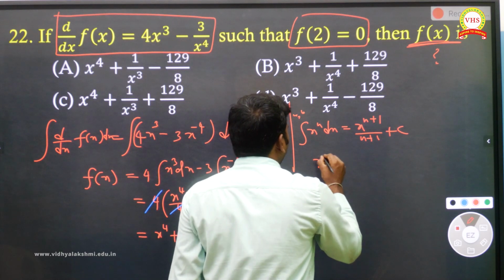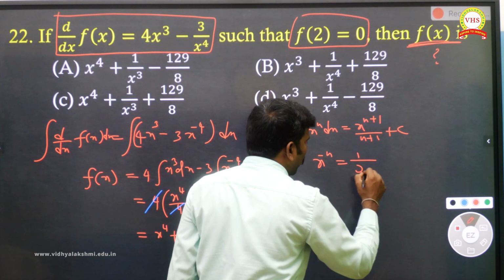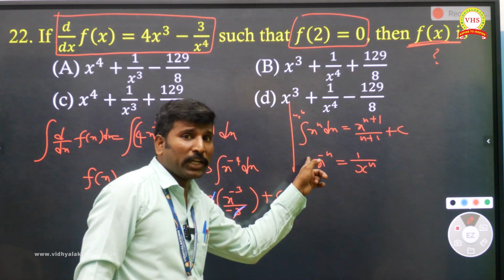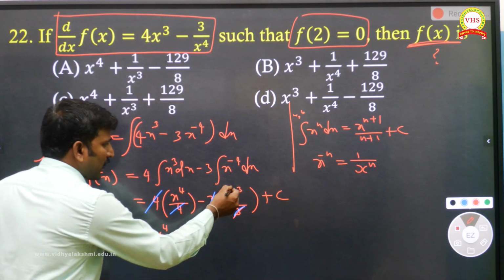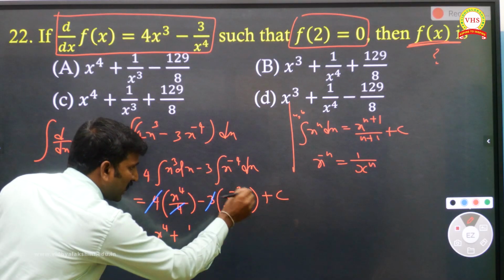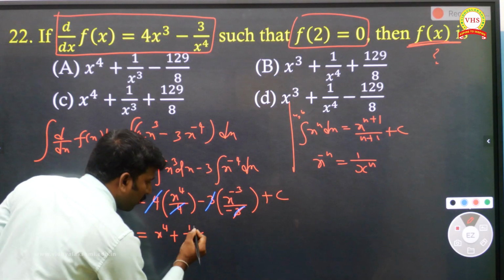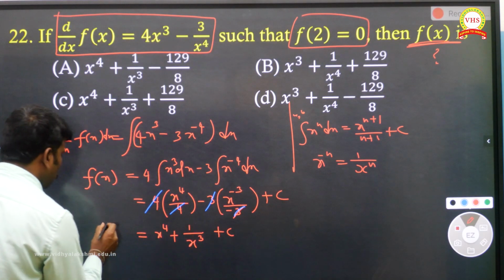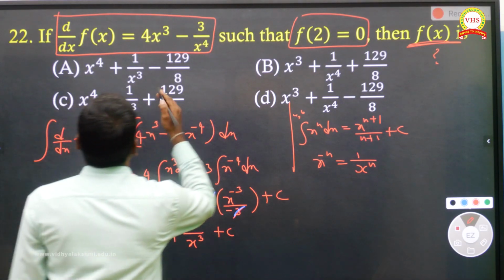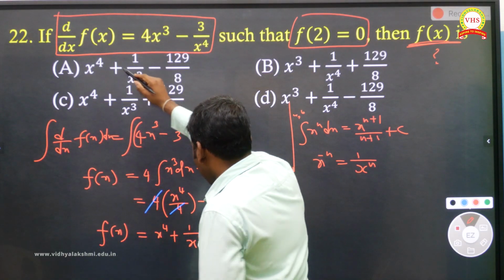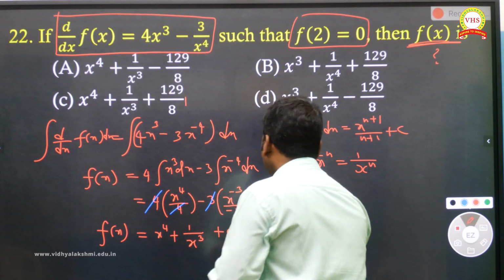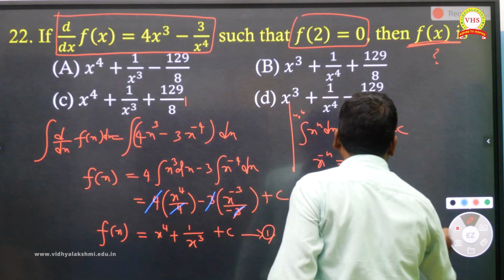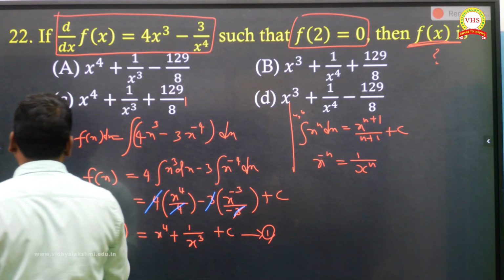Children, x power minus n you can write as 1 divided by x power n. If you want to bring a negative power to positive, you should write 1 by. So x power minus 3, I'm writing as 1 divided by x power 3, plus c. This is my f of x. Check the option where we have x power 4, 1 by x power 3. The constant is given. This is 1, so you should find the constant term.